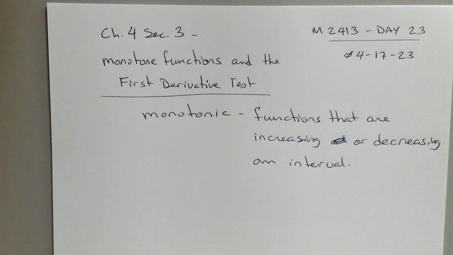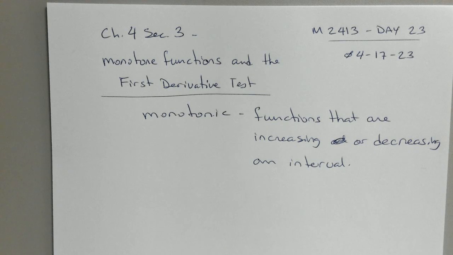We're going to do one, maybe two sections. We're going to cover section 3 from chapter 4, and if we have time, section 4 as well. Section 3 deals with monotonic functions and the first derivative test. The whole objective of this chapter is so we can draw accurate graphs of any type of functions that we're given.